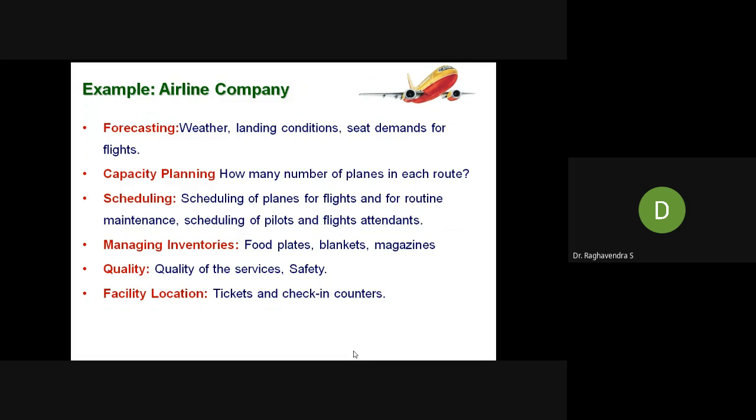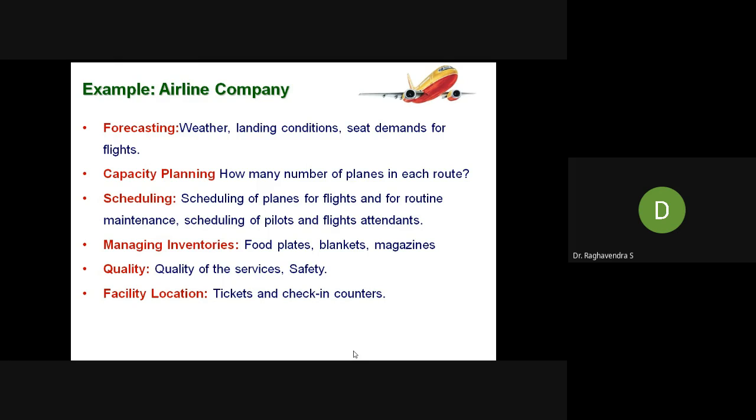For example, an airline company: you should have forecasts of weather, landing conditions, seat demand. Next December, maybe some Christmas. So what kind of customers, where the people are moving for vacation, all this forecasting should be there. Capacity planning: can I add one more additional flight to the major cities?